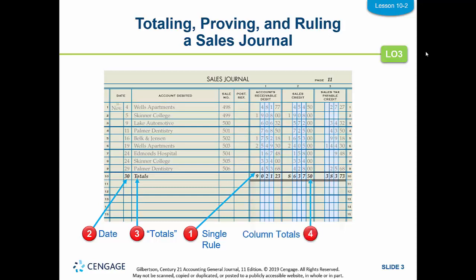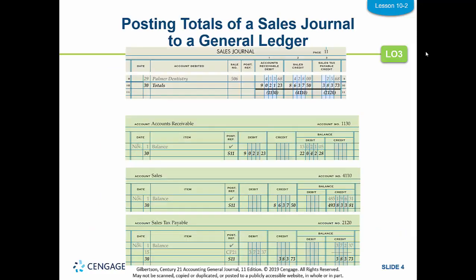Go ahead and add them up, and then we need to make sure that our debits and credits equal. So I have 1 debit column, and I have 2 credits. I would add these 2 numbers together, and if it equals your debit, hot dang, you are good to go. Everything's good. Double rule. Double rule means that your debits and credits equal. So when we post, we're going to go ahead and take that $9,021.23, and I'm going to post that right to my accounts receivable account, and it's going to go as a debit because it says accounts receivable debit.